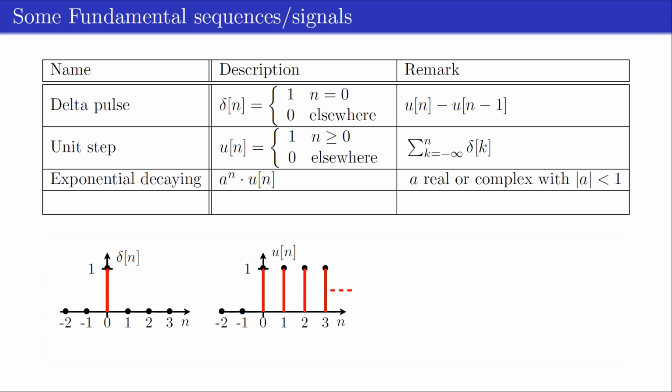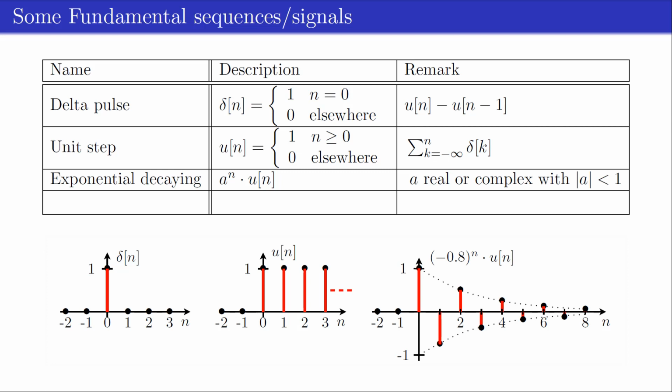Another fundamental signal is an exponential decaying function a to the power n u[n], with parameter a real or complex number from which the absolute value is smaller than 1. An example is represented in the graph. Finally, the complex exponential function e to the power j n omega 0 is also a fundamental signal of interest. It represents a discrete time phasor from which the real and imaginary parts behave as cosine and sine, respectively.